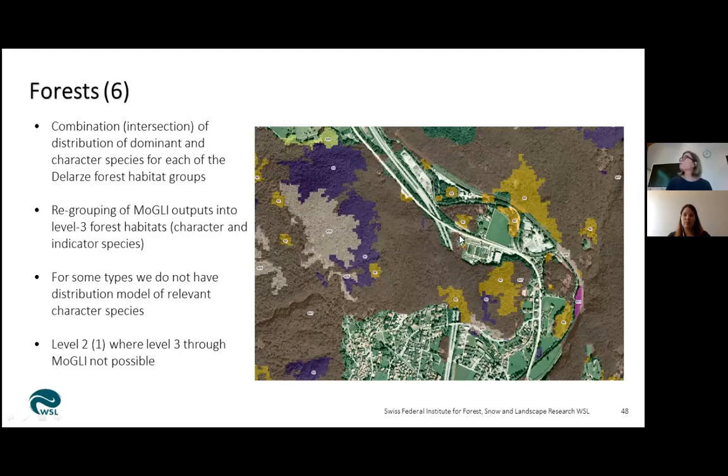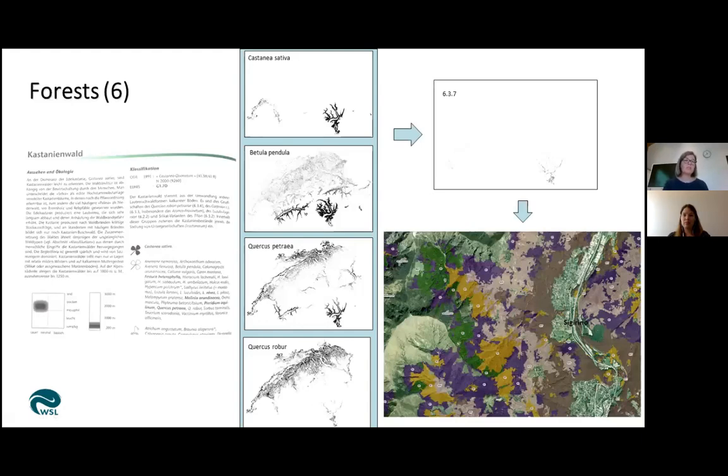That's an example of what our result looks like in the end, just using the example of a chestnut forest. We had from the Mowgli data the distribution of the key character species and dominant species, which we then combined to find the areas where the likely distributions of these overlapped, to then distinguish a chestnut forest. And we did this for all of the TypoZH forest classes, and then we end up with a map like this.